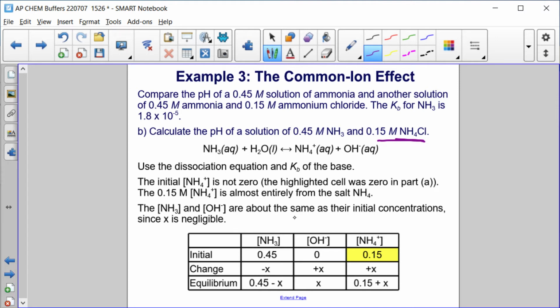So what that means is this change is so small that we can assume X is so small relative to the initial concentration that we can ignore it. We're not going to ignore it here, right? Because that's the only change, and it's going to help us determine the pH. But when you have it here and here relative to a large initial concentration, it's so small that it's almost negligible and we can ignore it.